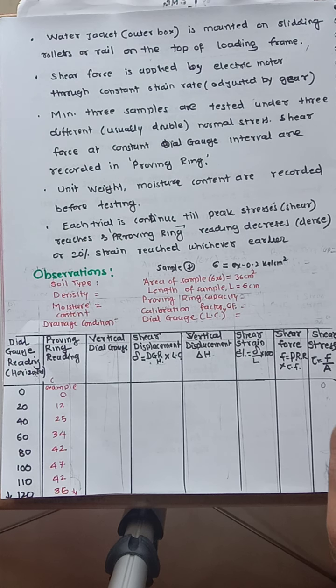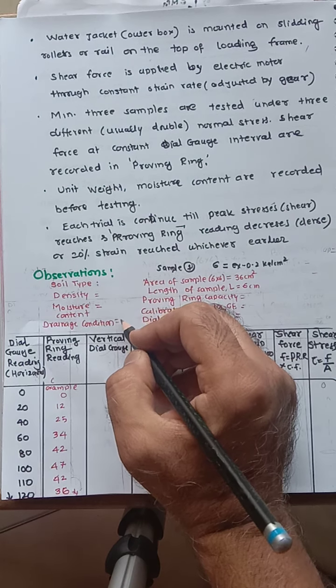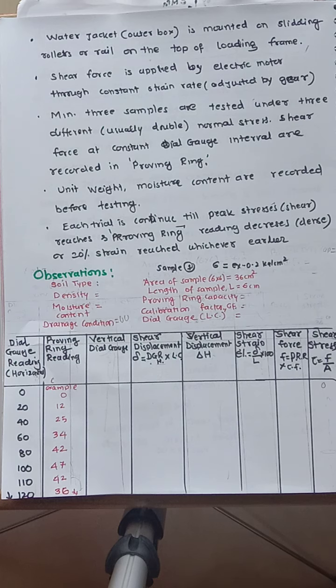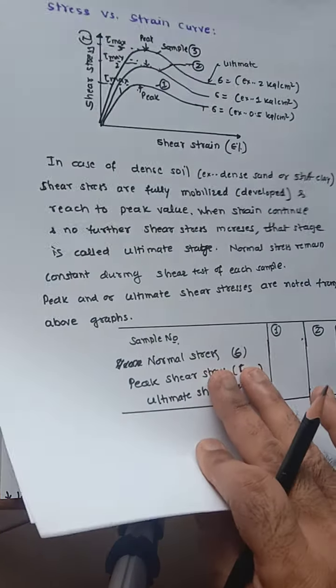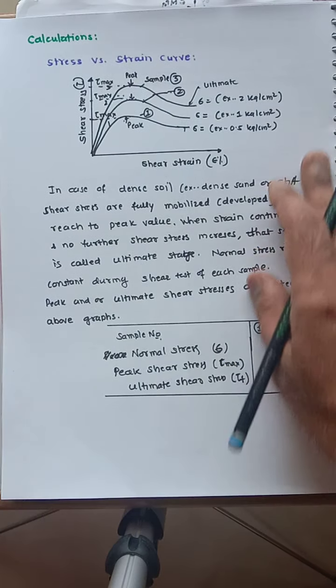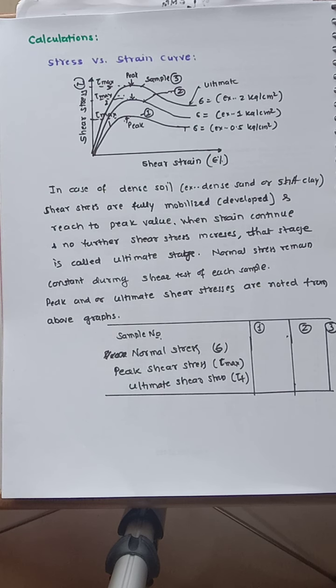So this is the typical table. Here I mentioned that the drainage condition is undrained. Now after the observations are recorded, we'll do some calculations.